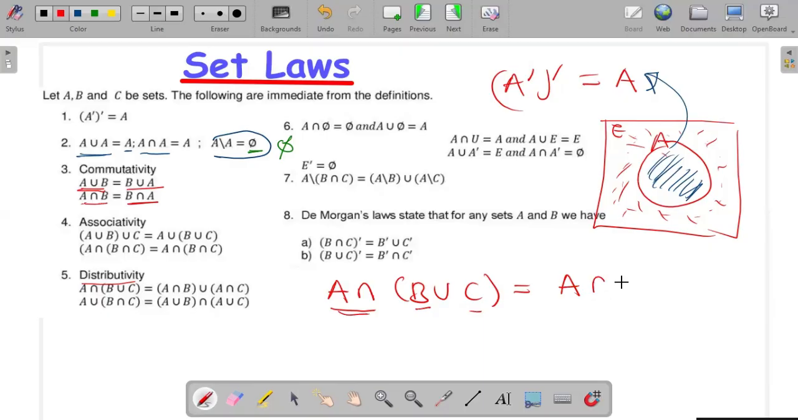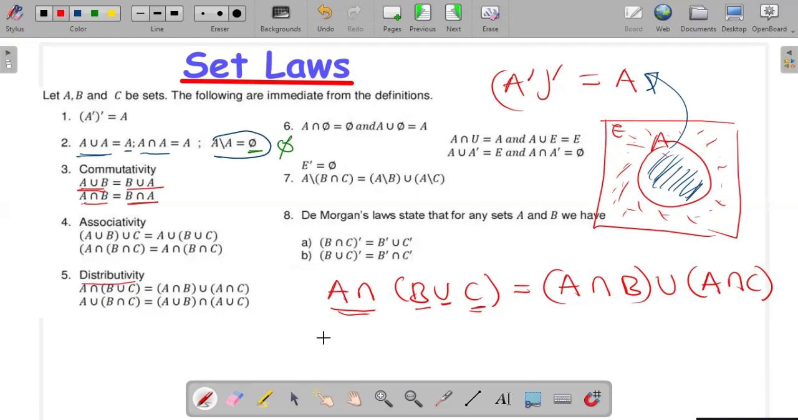So I'm saying A intersect, I distribute it to B, like that. Then in between there's this union, so union goes in between. Then I distribute it again, A intersect C, like that. So this here is going to be the distributive law.